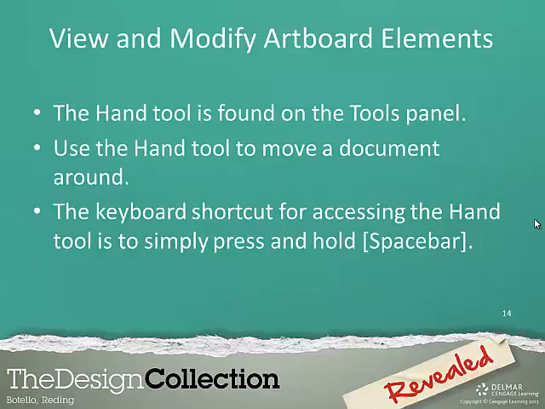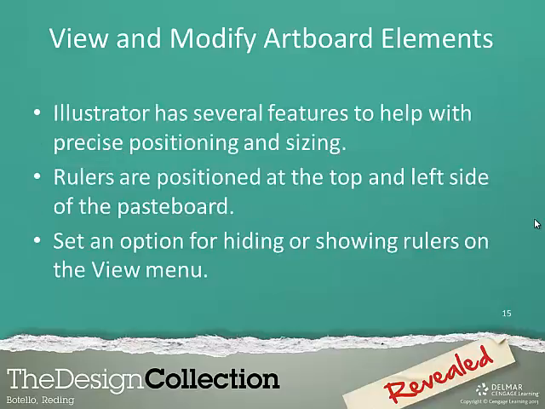The Hand tool is found on the Tools panel, and you use the Hand tool to move a document around. The keyboard shortcut for accessing the Hand tool is to simply press and hold Spacebar. Rulers are positioned at the top and left side of the pasteboard to help you align objects. You simply click Show Rulers, Hide Rulers on the View menu to show and hide your rulers. This feature helps in precise positioning and sizing.